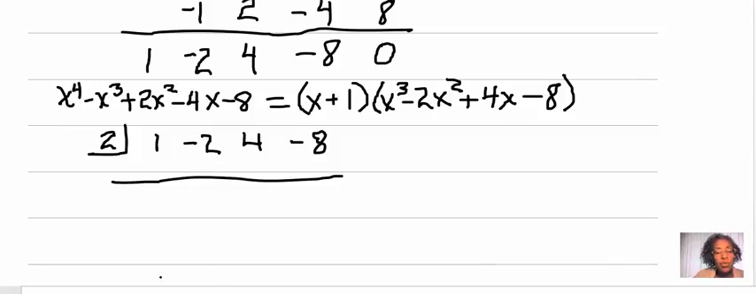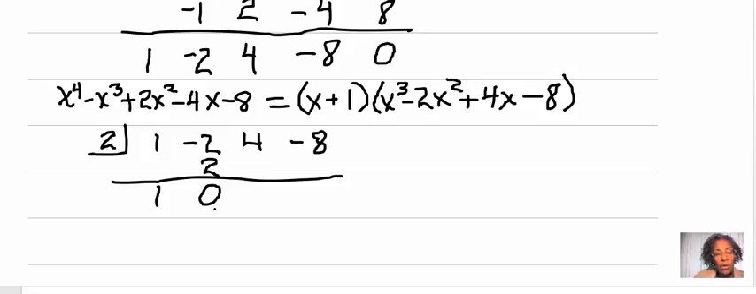So I'm going to notice what I'm testing 2 on. I'm testing it on this polynomial that is a third-degree polynomial that resulted from my previous synthetic division. So I'm going to bring down 1. 2 times 1 is 2. I'm going to place that right under the next coefficient in this synthetic division setup and add, and I get 0.